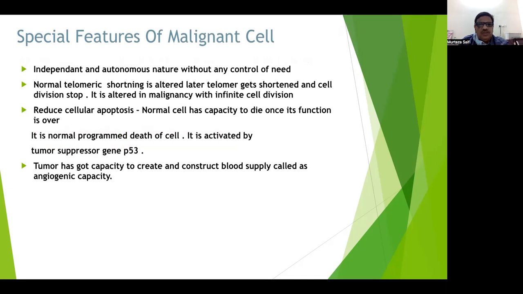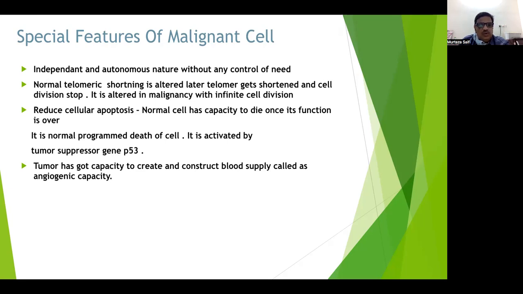Now come to the special features of malignant cells. It has an independent and autonomous nature without any control. Second feature of malignant cells is that normal telomere shortening is altered. Normally, the telomere gets shortened and cell division stops. It is altered in malignancy, with infinite cell division.